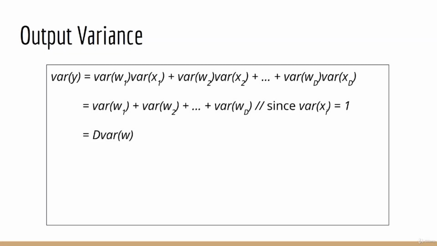In fact, since all the w's and x's are independent, this expression simplifies to what you see here. It's just the variance of w1 times the variance of x1 plus the variance of w2 times the variance of x2 and so on. Well, we know the variance of all the x's. That's just 1 because we've standardized our data. And we also know that the variance of all the w's will be the same. There's no reason to make the variance of each of the w's different. So we can just call them var w. And in that case, we get that the variance of y is equal to d times the variance of w.